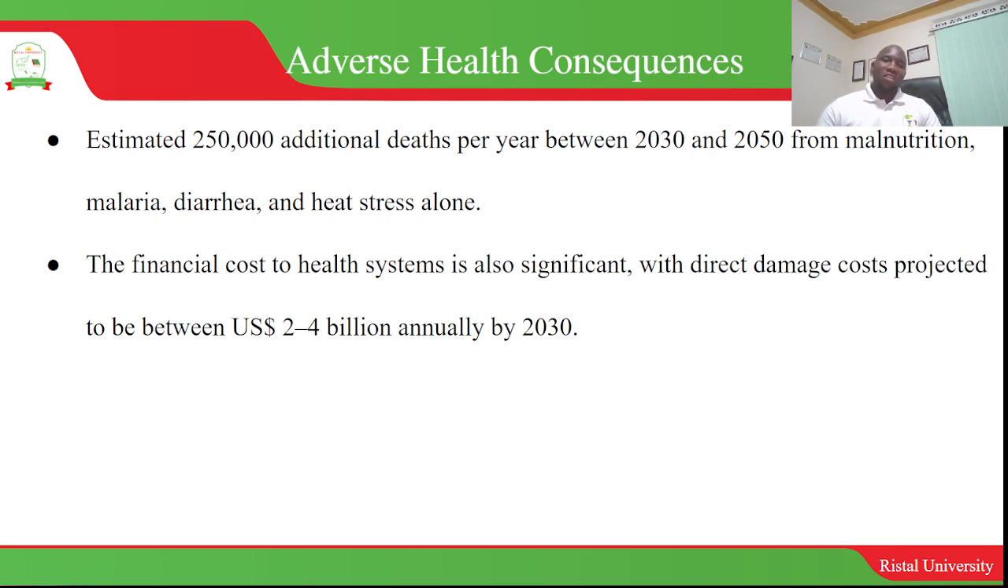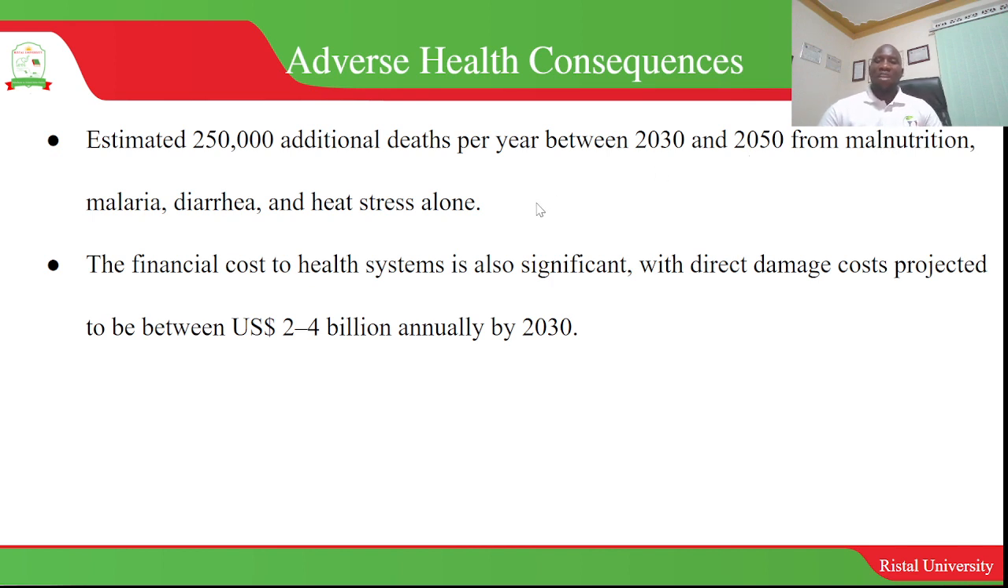So in summary, climate change is a very big problem, and it is actually causing deaths. People are dying because of climate change. And WHO reports that 250,000 additional deaths will happen between 2030 and 2050 from malnutrition, malaria, diarrhea, and heat stress. And these are things that are actually with us.